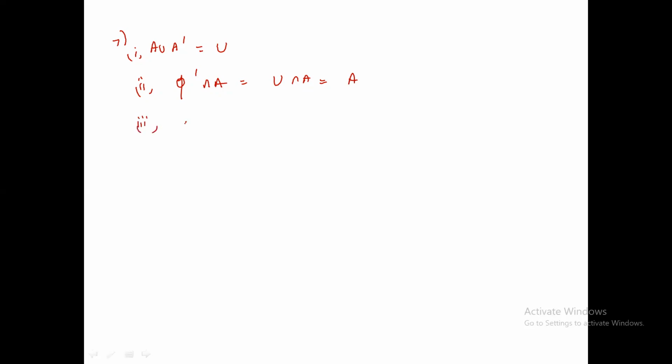Third one, A intersection A dash, nothing common, so empty set. U dash intersection A. U dash is the empty set, intersection A. So common between the empty set and A will be the empty set only. So with this, we have completed this exercise 1.5.